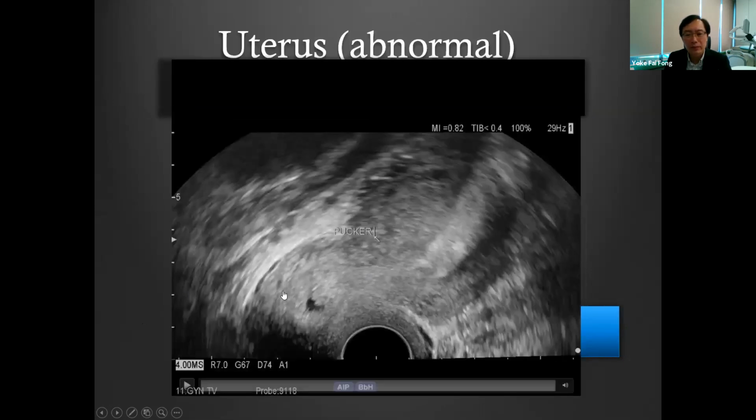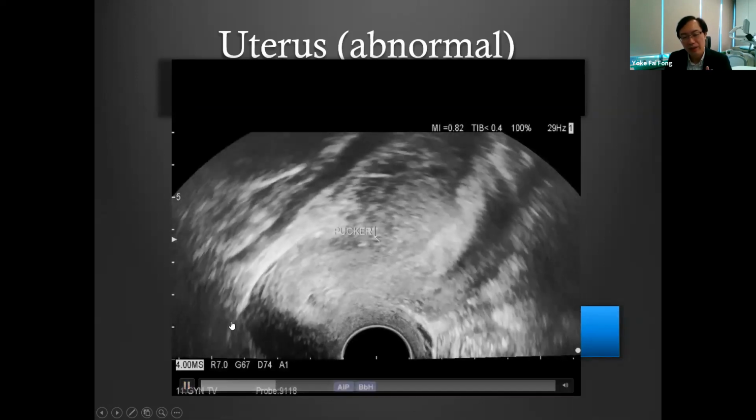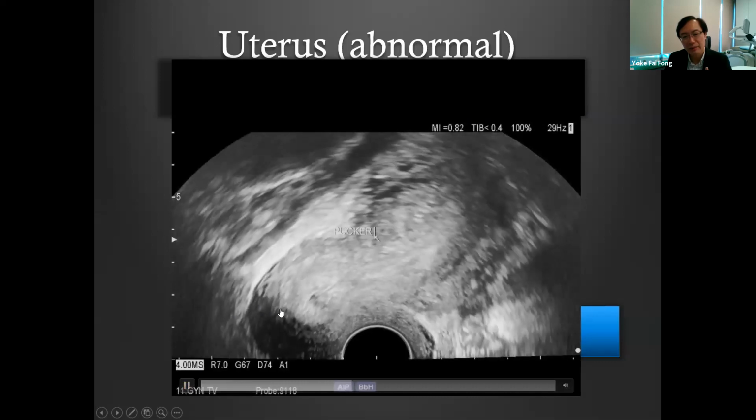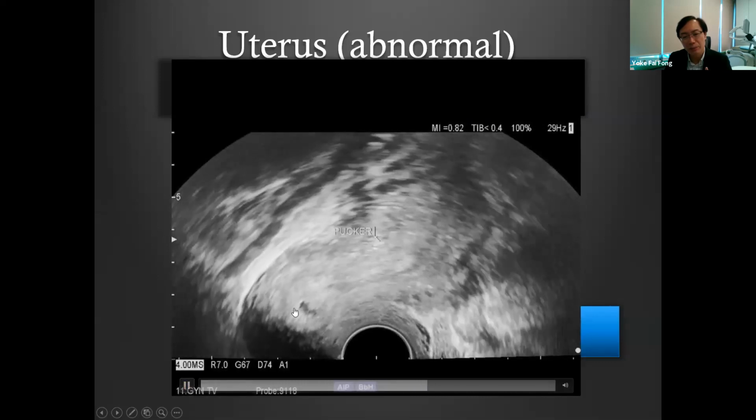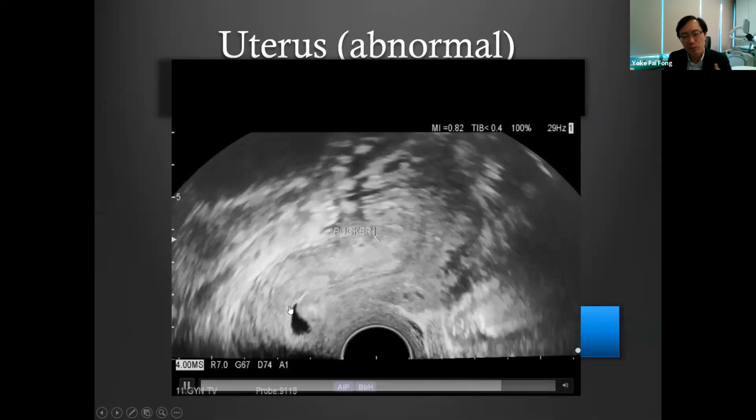Now, this one is starting to be abnormal over here. This is just a still picture, but you can see over here, the center of the back of the uterus, there's starting to be a bit of a buckle already, right? So when you do the same kind of sliding test, you push, and there's less movement of the uterus.